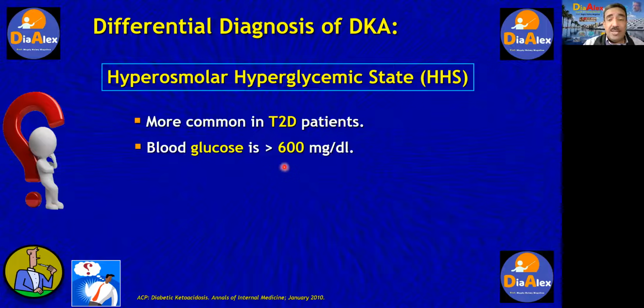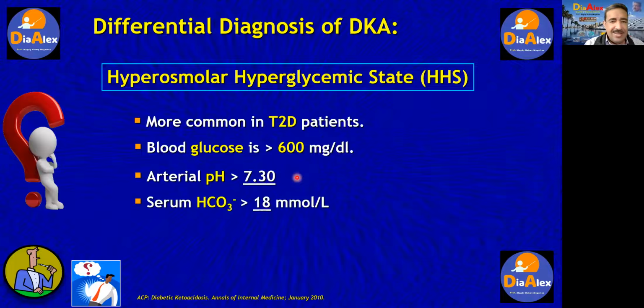The blood glucose here is much higher. It's usually exceeding 600 milligrams per deciliter. In DKA, it's just more than 250. Here, there is no acidosis. The pH is more than 7.3. In DKA, it is less. The bicarb here is more than 18. In DKA, by definition, the bicarb is less than 18. There is no acidosis here.